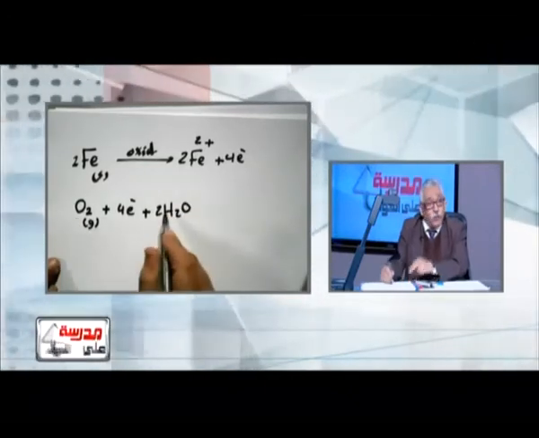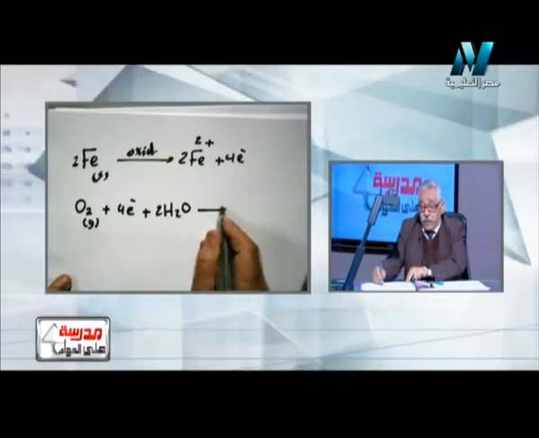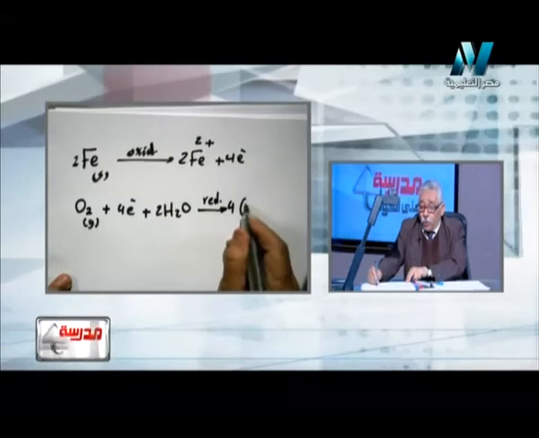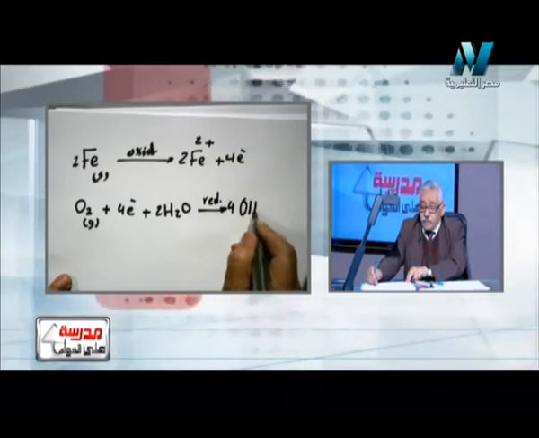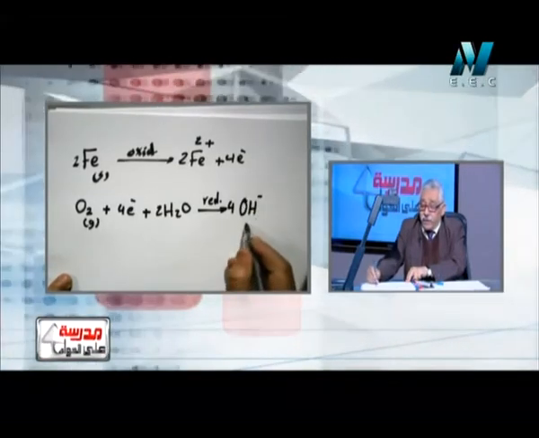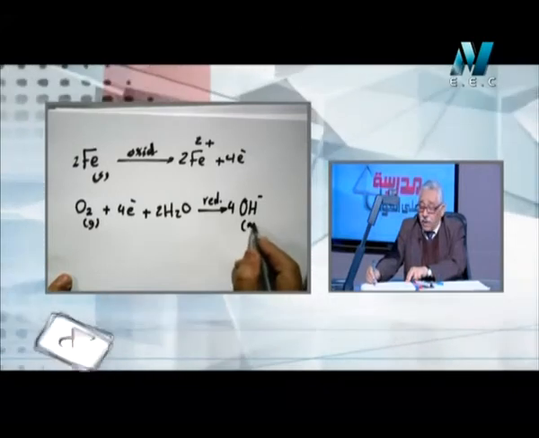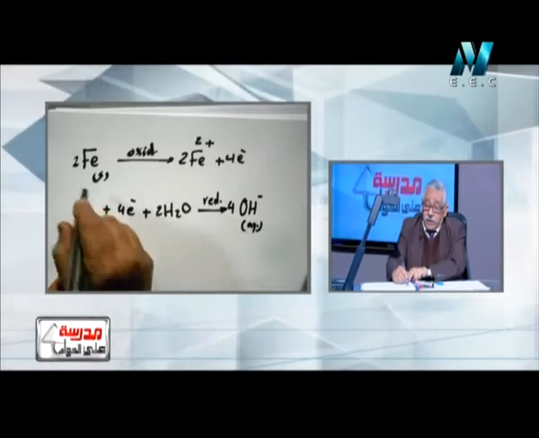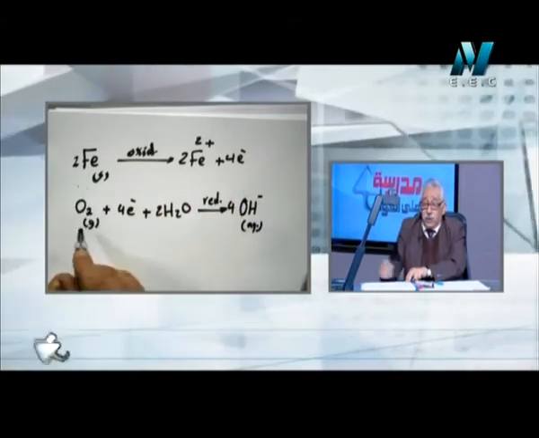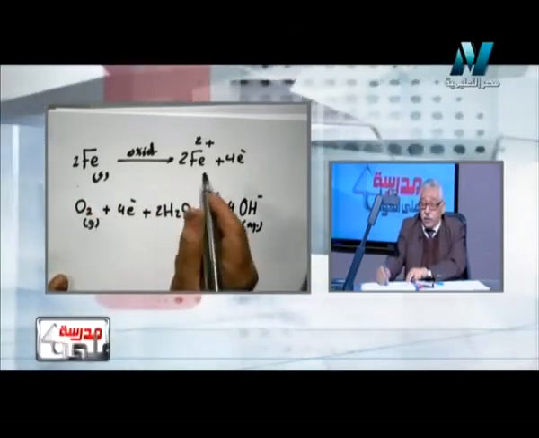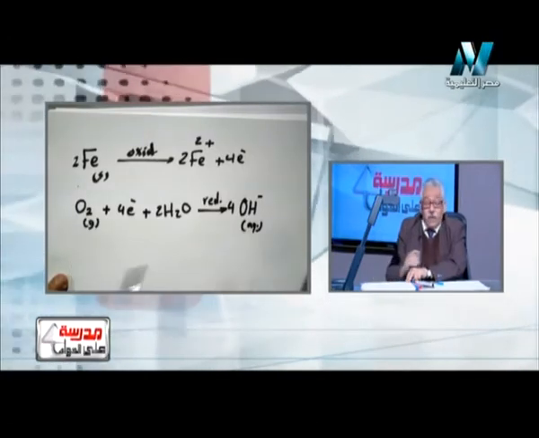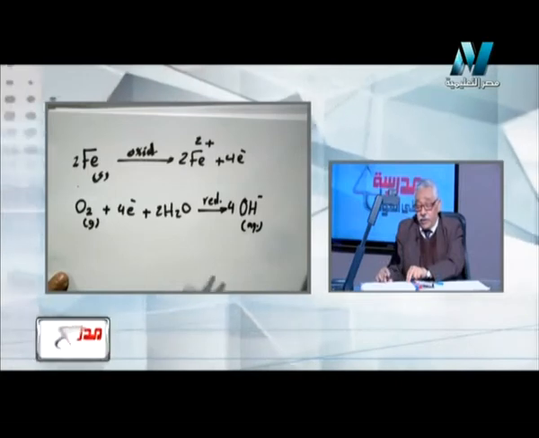Each atom needs 1 molecule of water. Reduction occurs to give 4 OH negative ions, 4 OH negative ions, and this is aqueous. So it is called reduction. So the iron is oxidized and the oxygen is reduced. Iron is oxidized to Fe positive 2 ion and oxygen is reduced to 4 OH negative ions.